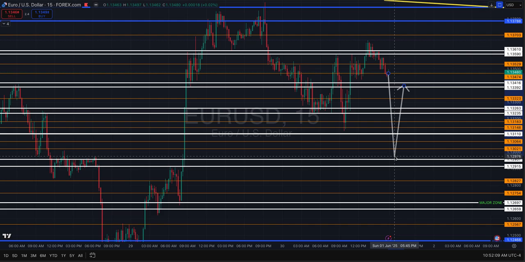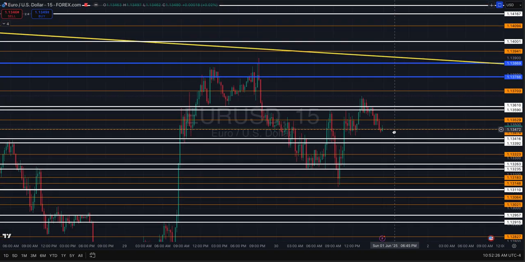If it doesn't quite get there, that's fine. You can go with the flow depending on how long it stays down there. You've got to be actively watching. If you miss that, maybe it gets close by, then you want to take the failed breakdown of this low as well. So those are the options if we sell.